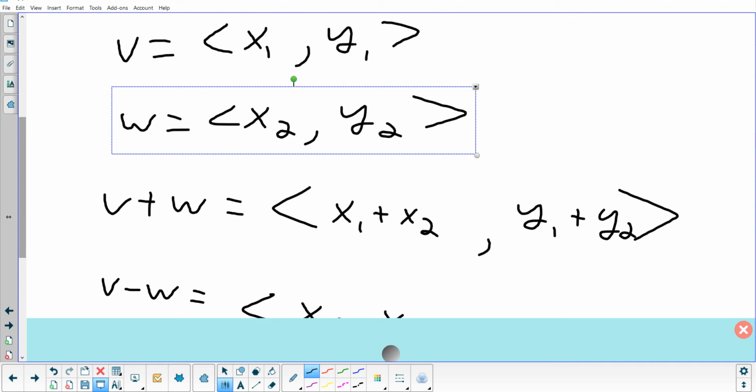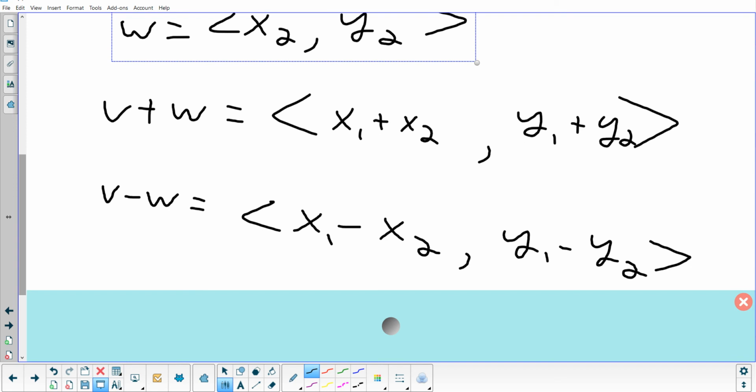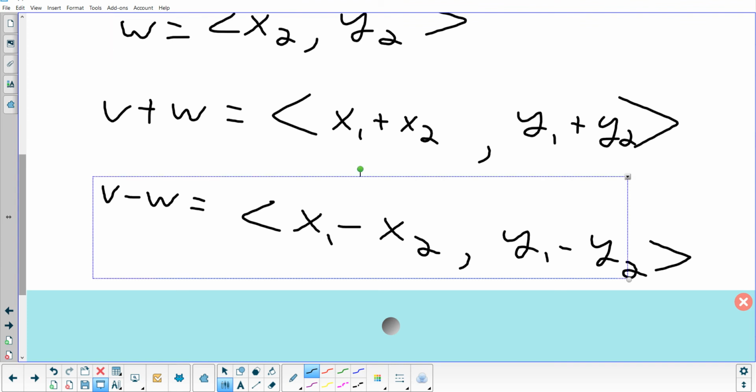If you want to subtract, same idea. Subtraction was a little bit more annoying yesterday because instead of subtracting, we had to think of it as adding the opposite. So we had to take the second vector, flip it around, and then add it onto the end of the first one. Well, now we're getting away from that. We're just going to subtract the horizontal components, subtract the vertical components, and that's the answer for the new vector.